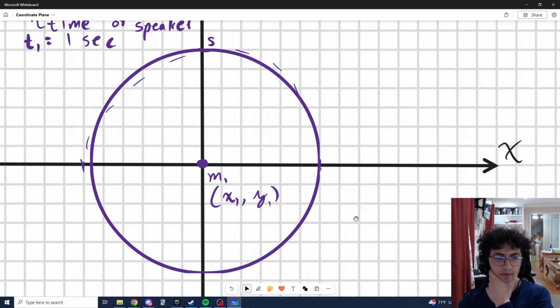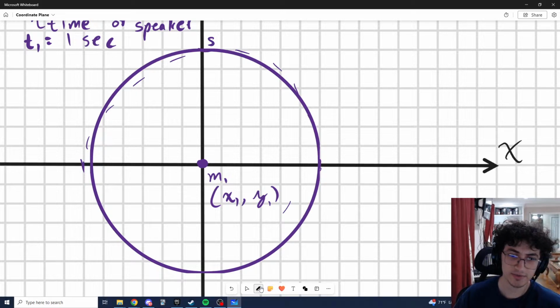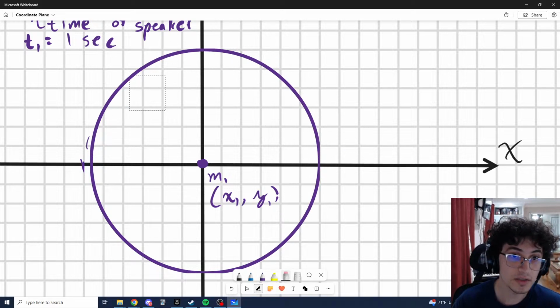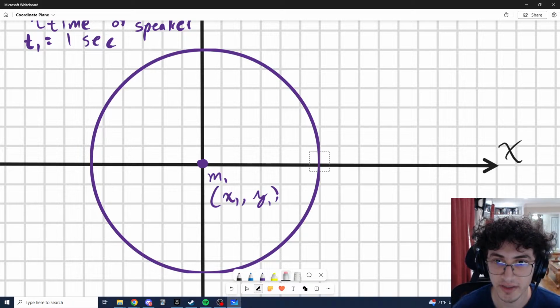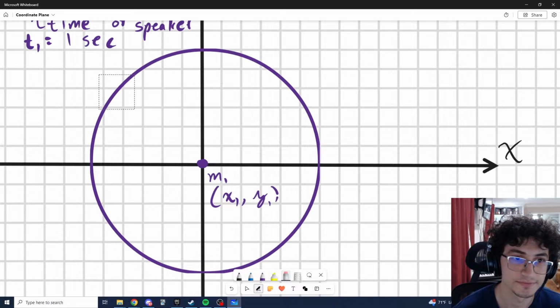Is this not a circle anymore? Anyway, you know what? We're not gonna get into it. We're just gonna move on. Okay, so all of these are possible points of the speaker. And it's not very nice because now I'm stuck with all of these possible solutions.